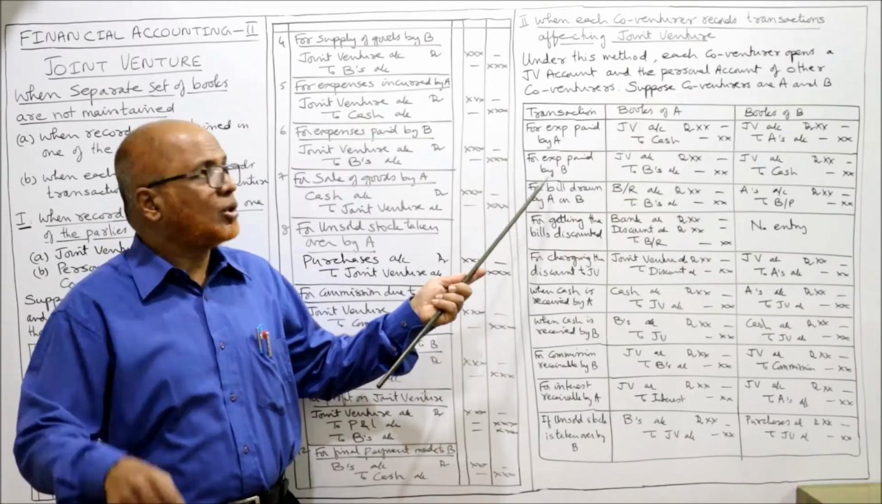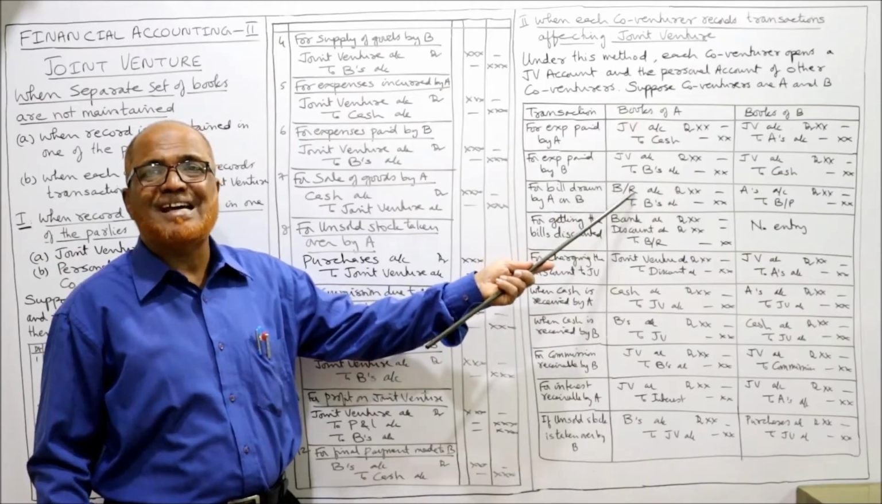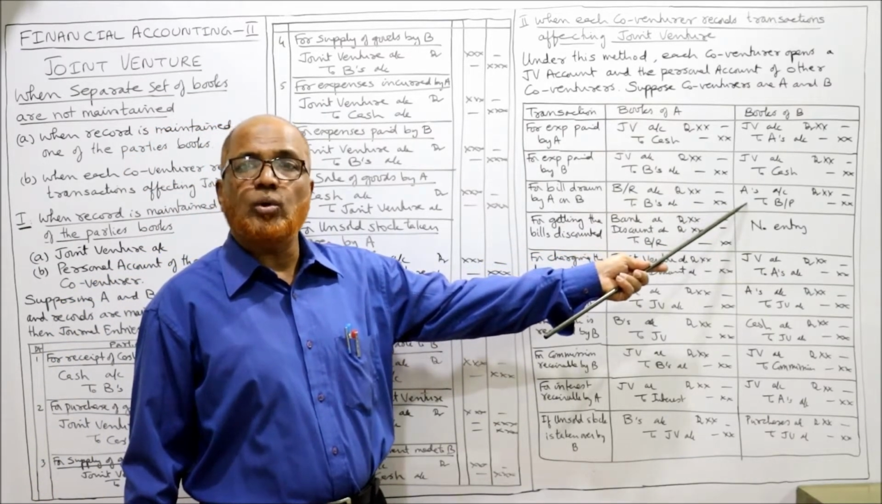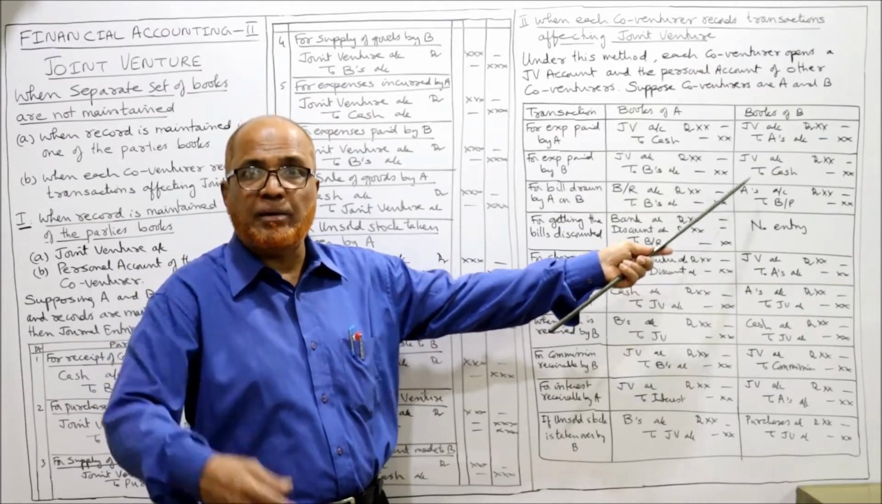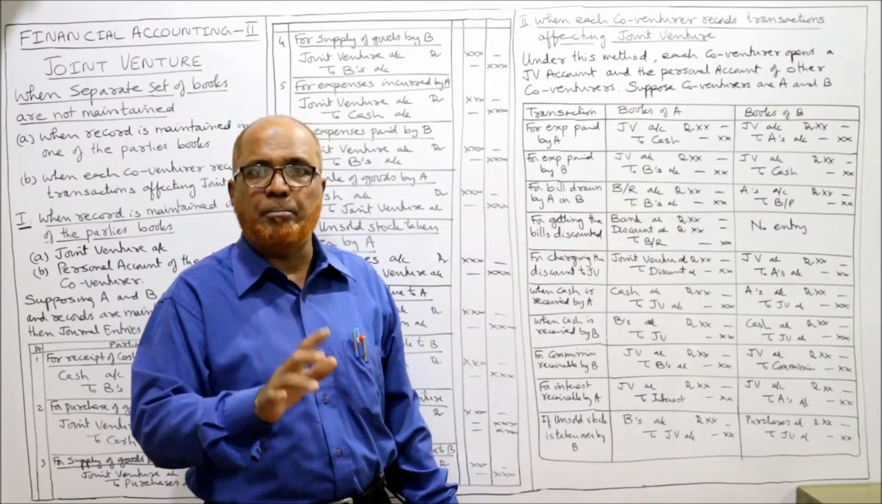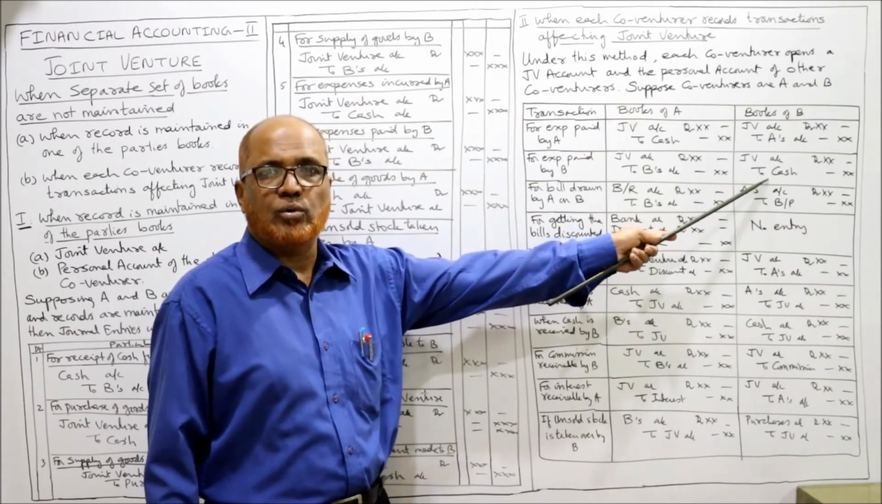B पे कर रहा. तो joint venture account debit to B's account. और B के बुक्स में joint venture account debit to cash because cash is paid by B. जो पे कर रहा उन्हें कैश को क्रेडिट करना. बी पे कर रहा, बी क्रेडिट करेगा कैश को.